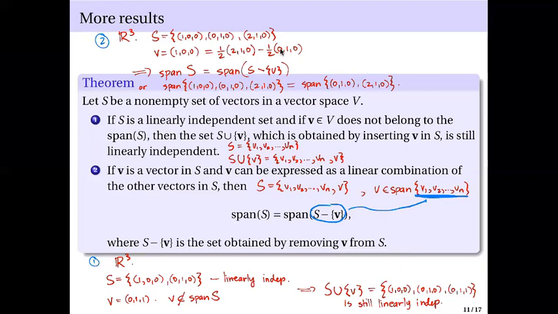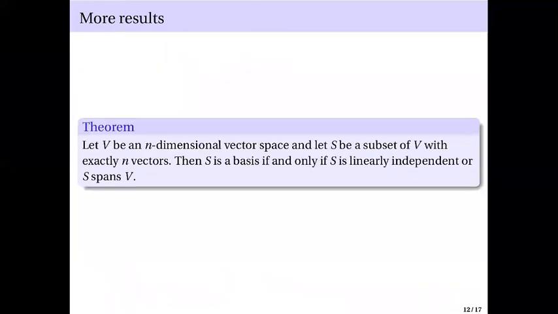Okay? Questions? Next theorem here. Let V be an n-dimensional vector space. So this time we have an n-dimensional vector space. And let S be a subset of V with exactly n vectors. Okay? So here S has exactly n vectors, and n is the dimension of V. Then S is a basis if and only if S is linearly independent or spans V.